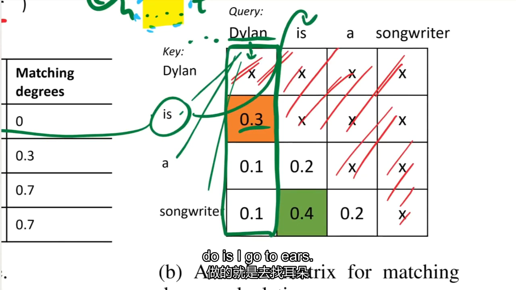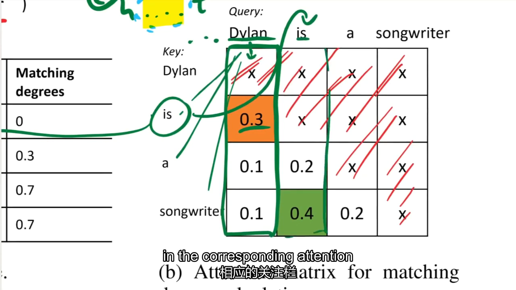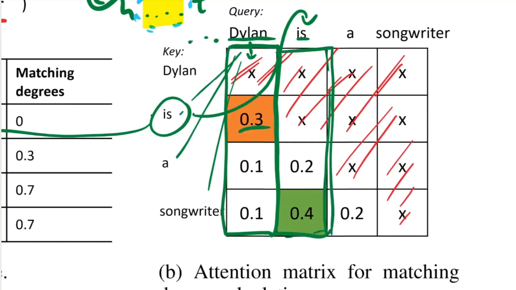So the next thing I do is I go to "is". And then I again look in the corresponding attention column, and I see what's now the biggest entry here. And the biggest entry is 0.4, which is "songwriter". And you can see here, now we skip the "A". That's how we leave out some text, okay?